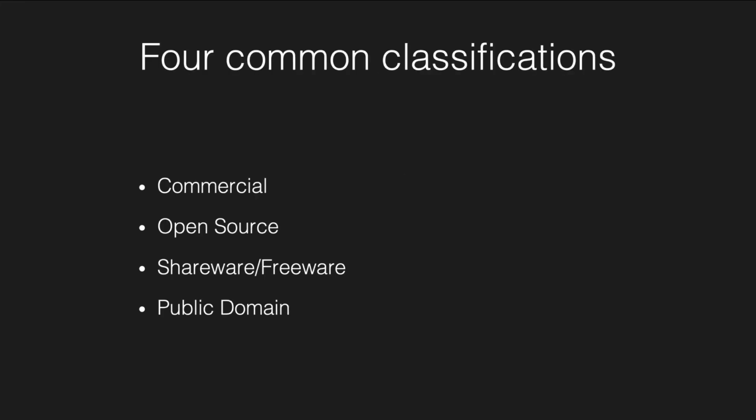There are 4 common classifications, and people often get this kind of mixed up, so it's really important you pay attention to this. So here are 4 common classifications of copyright, or licenses, should I say. Commercial. This is a standard. You buy it, you get to use it. Okay, it's a commercial license. You pay money, you get the right to use it within a certain context.